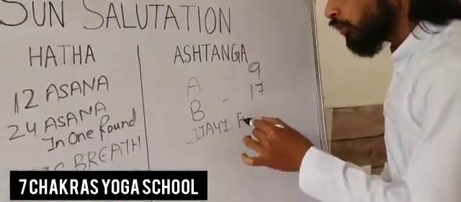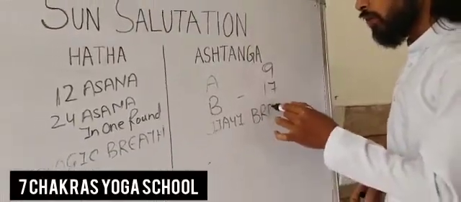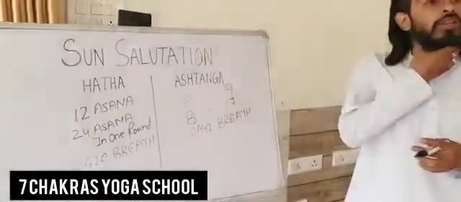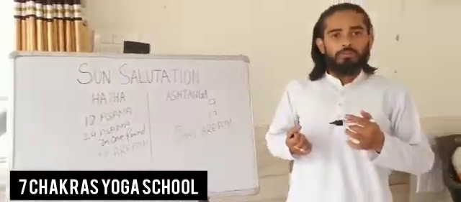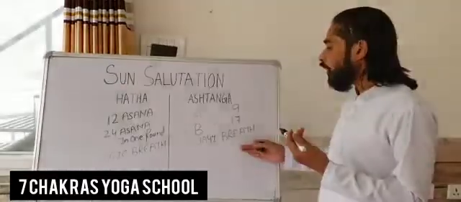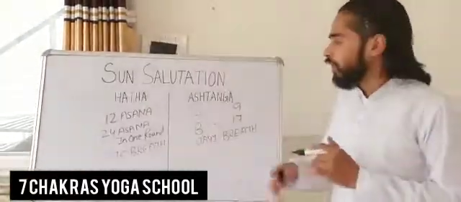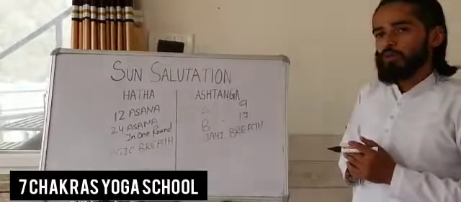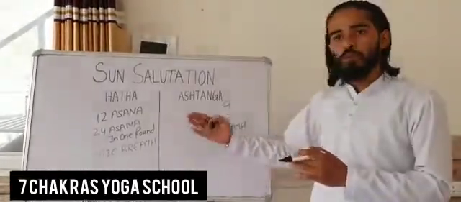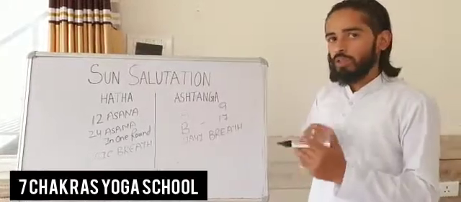So what is the Ujjayi breath? Ujjayi breath comes from the back of the throat. It's like you are contracting the throat and the sound starts coming from the throat. So in Ashtanga Yoga we are doing the Ujjayi breath. In Hatha Yoga we are doing the yogic breath. So that is another difference when we are practicing the Sun Salutation, the breath difference.